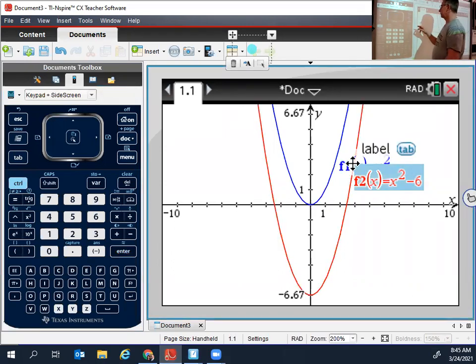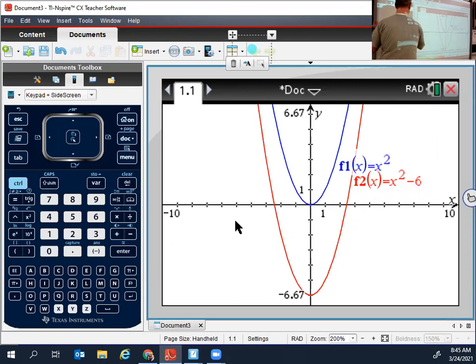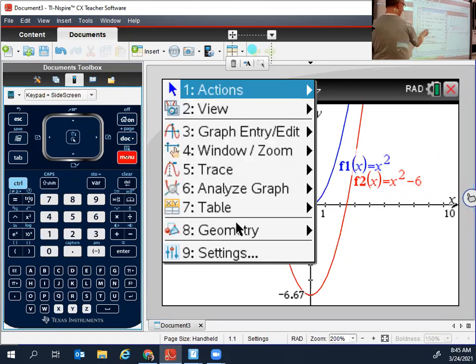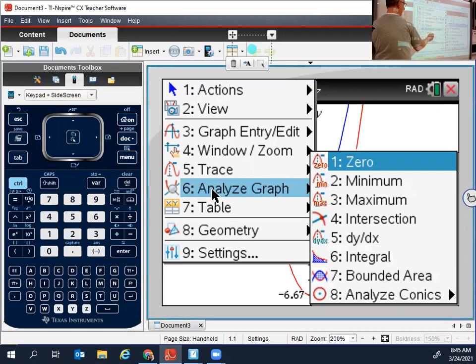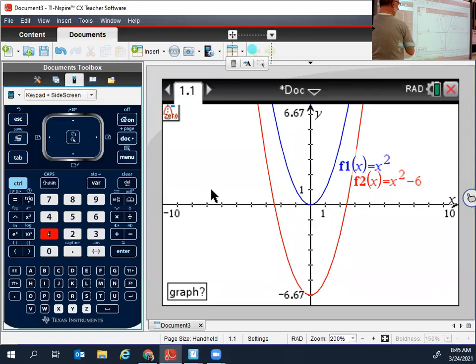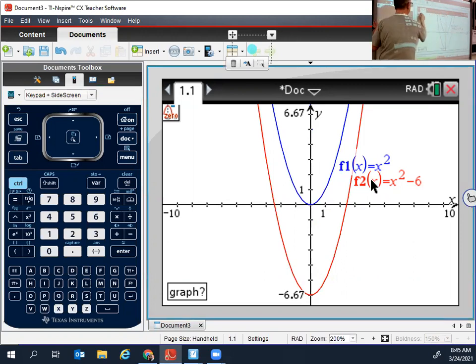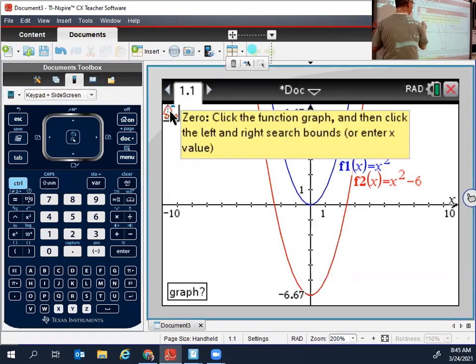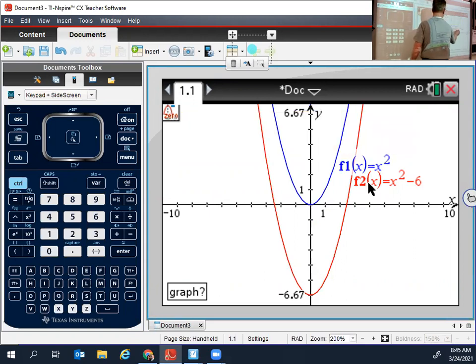All right, let's see what happens. I'm going to do menu, analyze graph, number 6. I want to find the zero, so I'm going to choose number 1. It doesn't like me, so I want to do the red. Put the function, okay. No, it's not letting me do that.